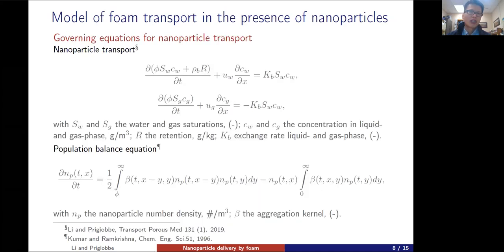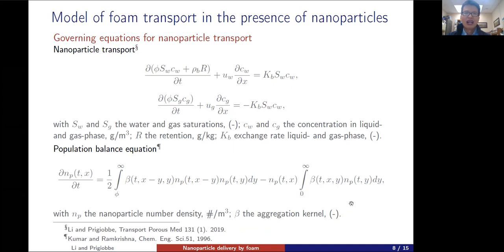And the next part is nanoparticle transport. The first equation describes the transport of nanoparticles within the liquid phase, where mechanisms of advection and desorption onto the porous medium and surface occur. And the second equation describes the nanoparticle fraction, which travels with the gas phase upon adsorption onto the gas-liquid interface.